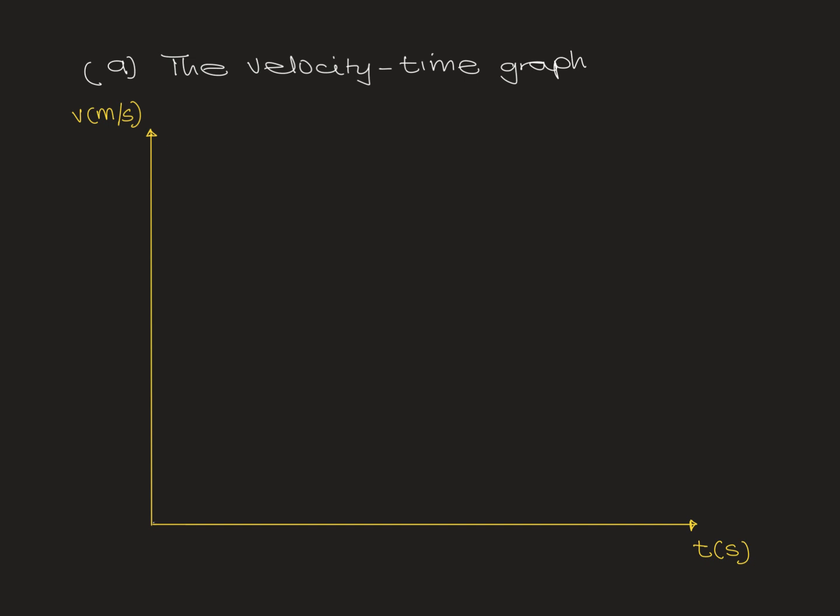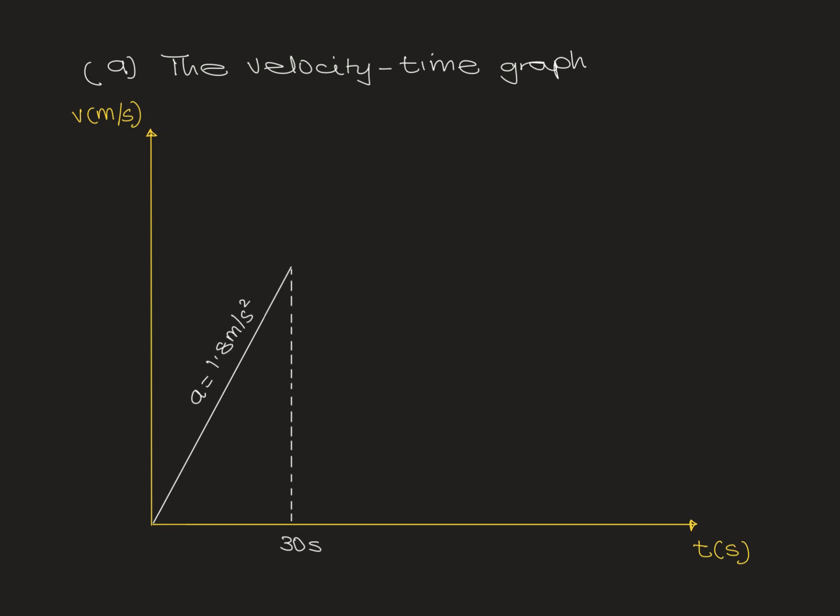From rest, the car uniformly accelerated at 1.8 meters per second squared for a period of 30 seconds. So we have 30 seconds here. The acceleration is 1.8 meters per second squared.